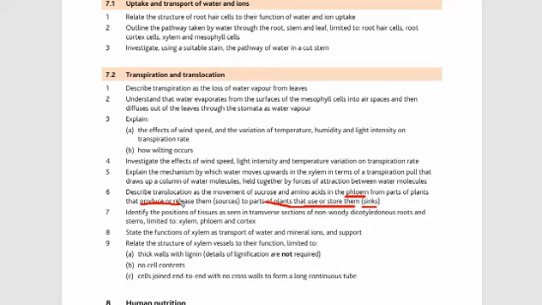So in simple words, we can say that translocation is the transport of food from where it is synthesized to where it is stored, or the transport of food from source to sink. And source is basically where the food is synthesized, and the food that is synthesized is in the form of sugar, sucrose, and amino acids.